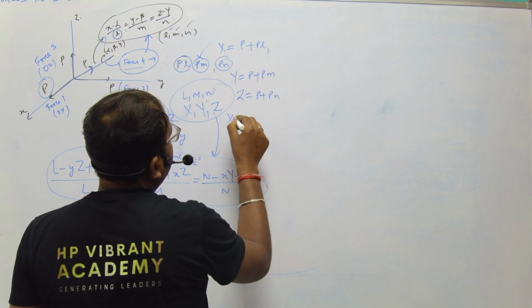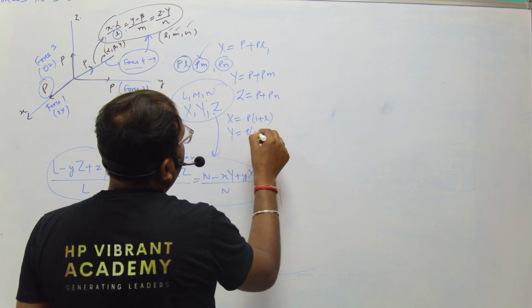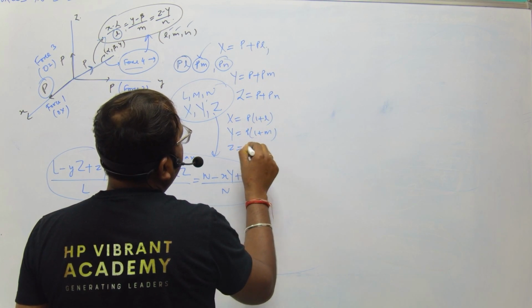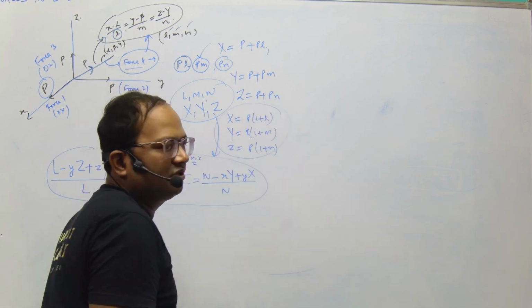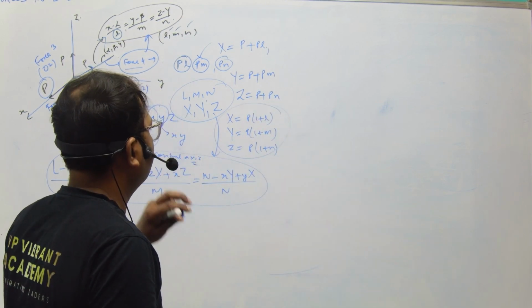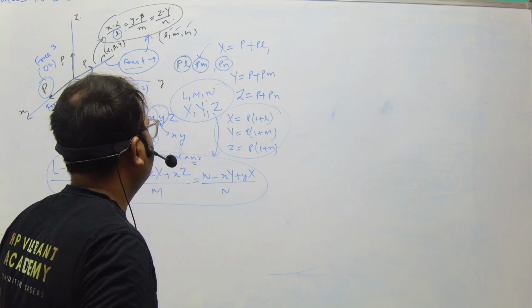Okay, so capital X is equal to P1 plus L, capital Y is equal to P1 plus M, and capital Z is equal to P1 plus N. Okay, so these are the values of capital X, capital Y and capital Z. Okay, so now let us calculate the value of L, M and N.